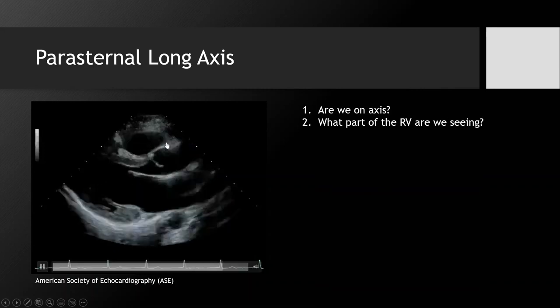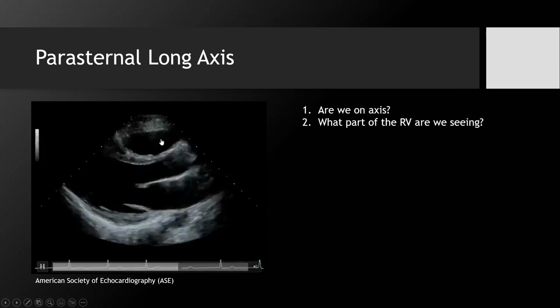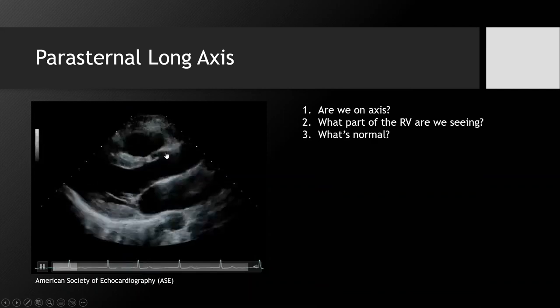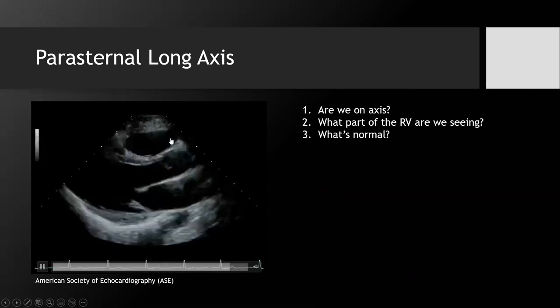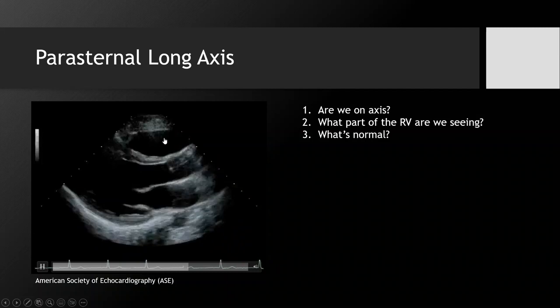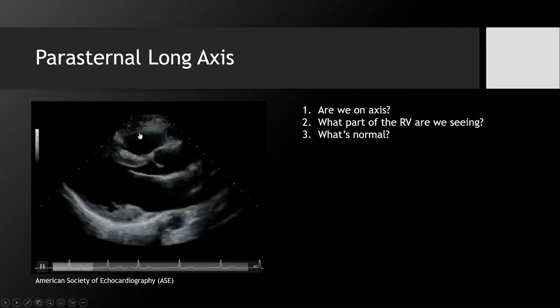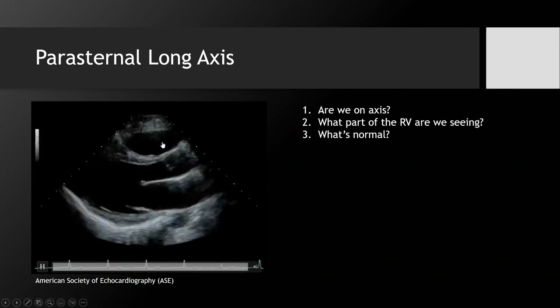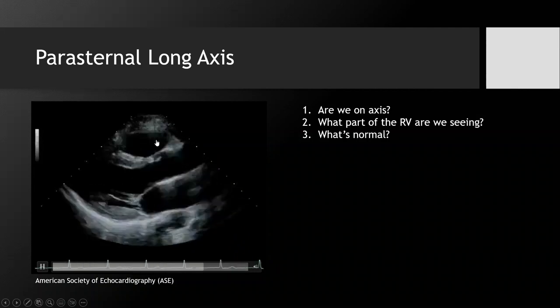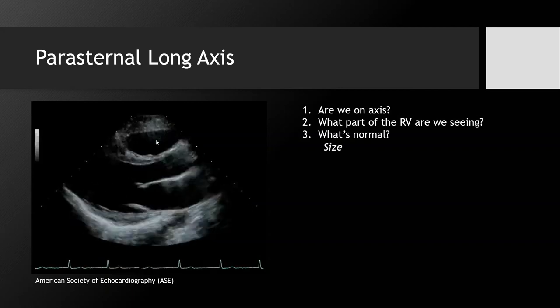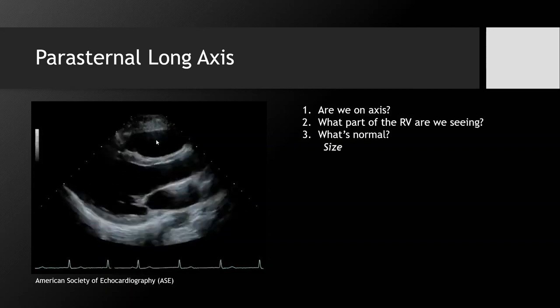Now that we know we're on axis, we can take a look at what else we're seeing, and that's right here. What we're seeing here is the right ventricular outflow tract, the RVOT. That's all we're seeing. We're not seeing the RV inflow tract. We're not seeing the RV apex. We're just seeing the RV outflow tract right before it goes through the pulmonary valve. And what can you say about the RVOT? On this view, you can really just comment on size. And that's it.